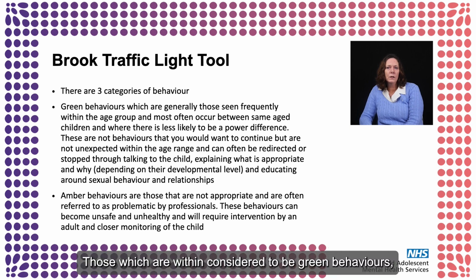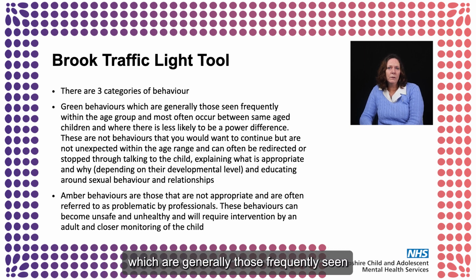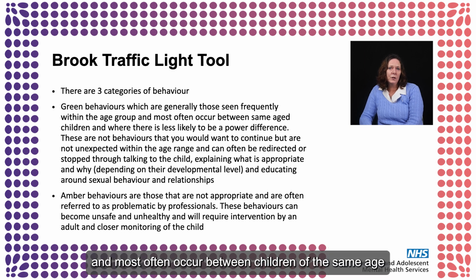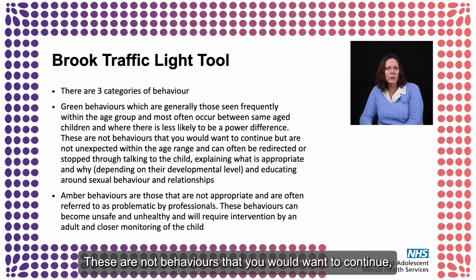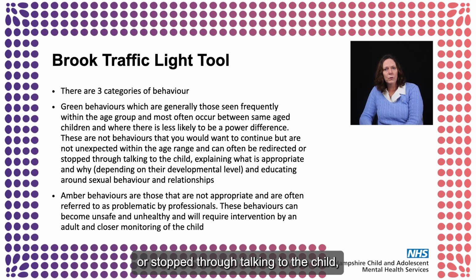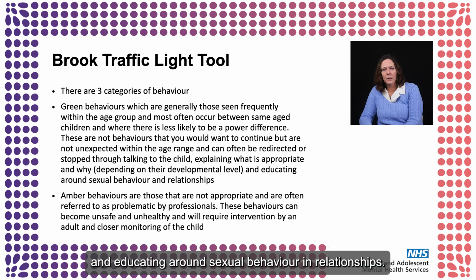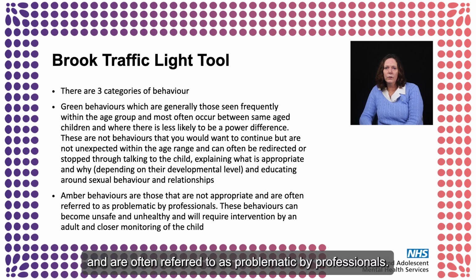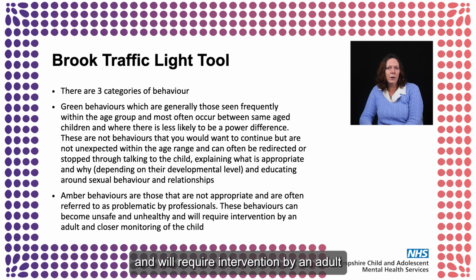Those which are considered to be green behaviours are generally those frequently seen within the age group and most often occur between children of the same age, where there's less likely to be a power difference. These are not behaviours that you would want to continue, but are not unexpected within the age range and can often be redirected or stopped through talking to the child, explaining what is appropriate and why, and educating around sexual behaviour and relationships. Amber behaviours are those that are not appropriate and are often referred to as problematic by professionals. These behaviours can become unsafe and unhealthy and will require intervention by an adult and often closer monitoring of the child.